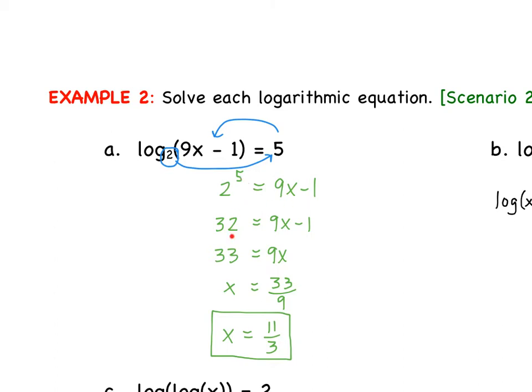Well, 2 to the 5th is 32. So 32 equals 9x minus 1. We go through, we solve, we get x equals 33 over 9, which of course simplifies, so make sure you're simplifying these fractions. If we were to plug that in for x here, we would still get a positive argument. So x equals 11 thirds. It works out.